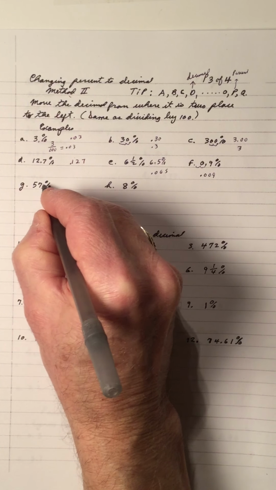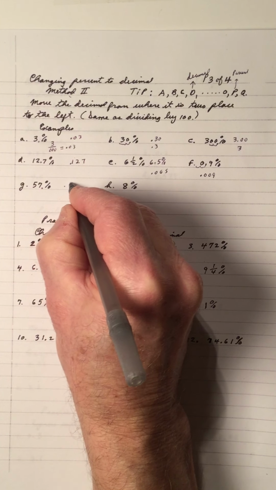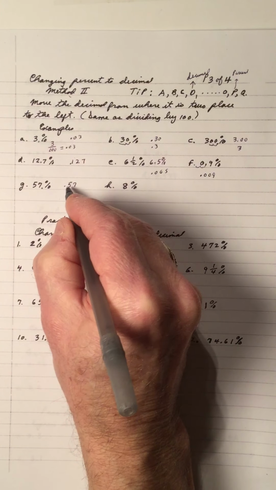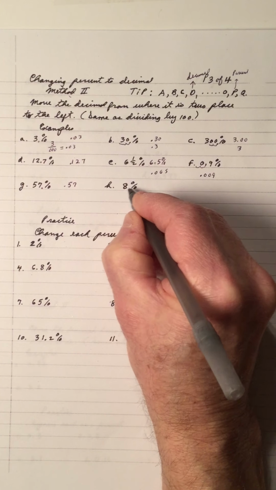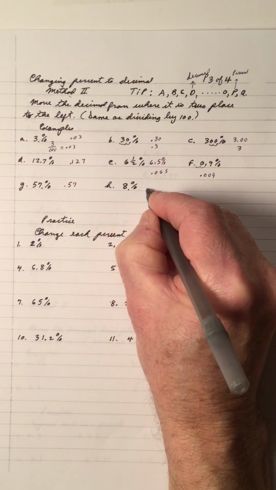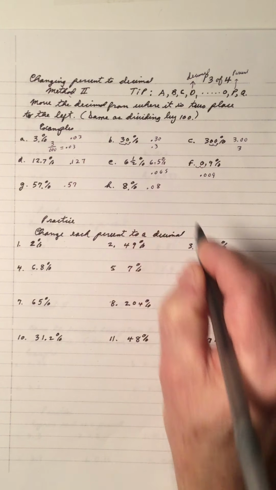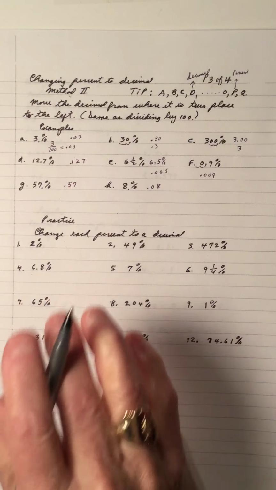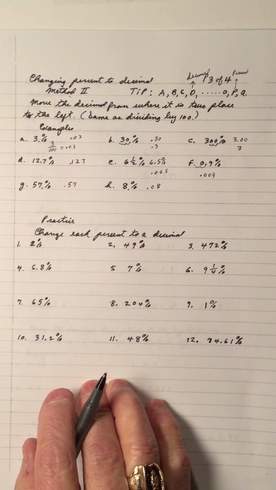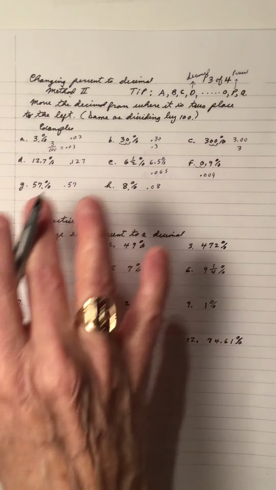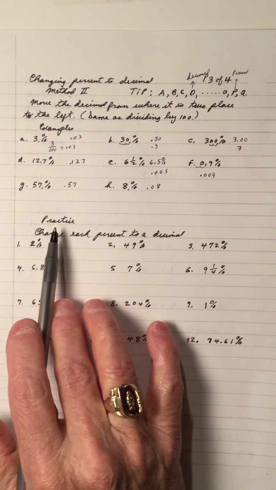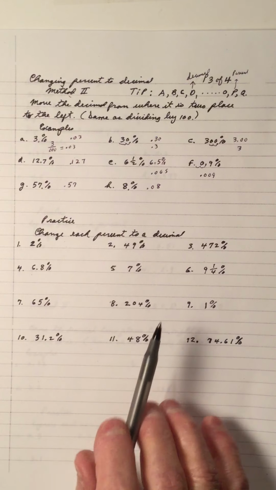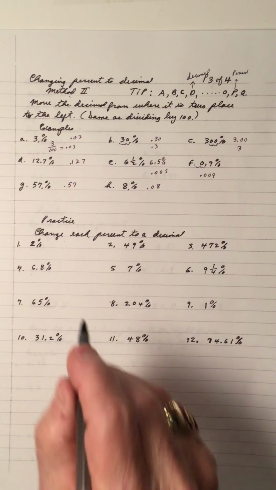57, the decimal's to the right of the 7, so move it 2 places to the left: 0.57. 57% is 0.57. 8%, the decimal is on the right, so move it 2 places to the left, 0.08. So this method is faster. I like this method better. It's faster. Practice: pause the video, work these out, come back and see if you're right.